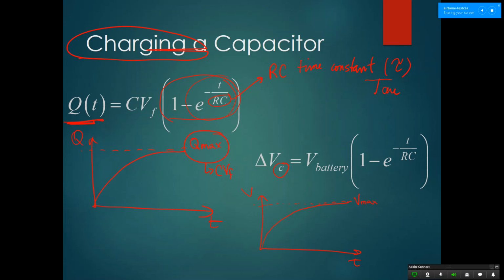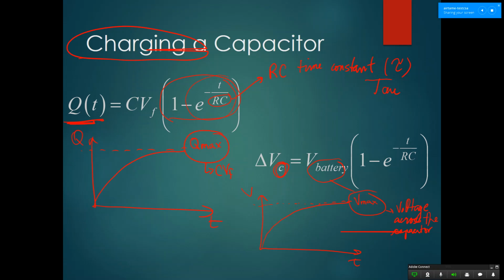Now in this equation, I wrote V battery, but it's not always V battery. It's not always whatever is in the circuit. It's the voltage drop across the capacitor. That's why I wrote V max here, but this is in fact voltage across the capacitor. That's the voltage in the capacitor. Delta V is the voltage in the capacitor. And the V battery would be the voltage across the branch of that capacitor. It'll be more clear in the example.